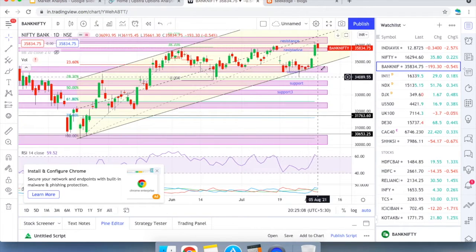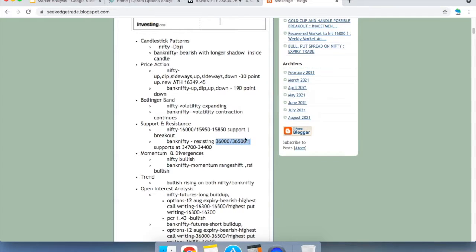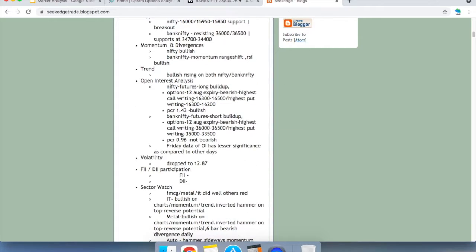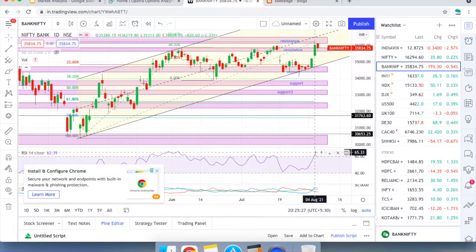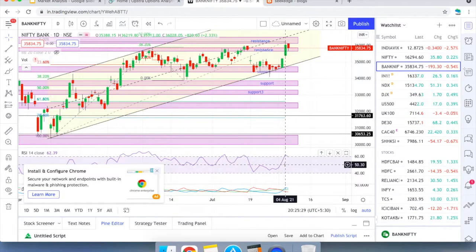Below you have 34,700. This is actually a support zone, right? And that support zone is what is mentioned here: 34,700. That's support here. Momentum: Nifty is bullish and Bank Nifty is a range shift, and RSI is bullish. So this is the range shift, right? The momentum has shifted from sideways to bullish, right?